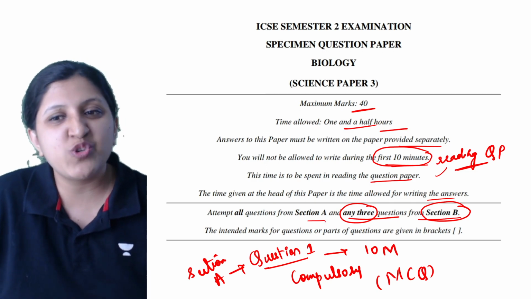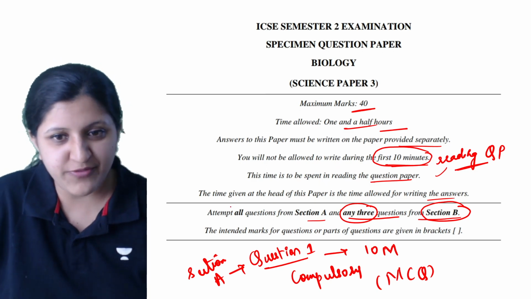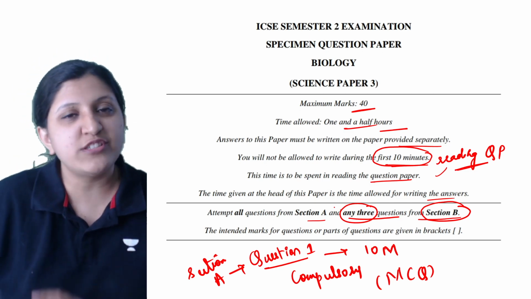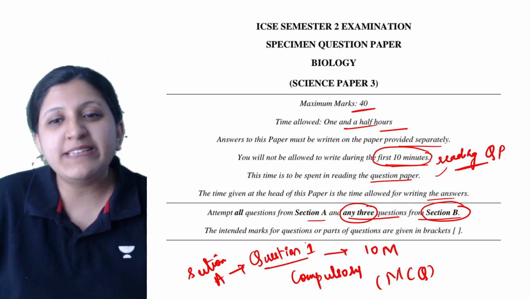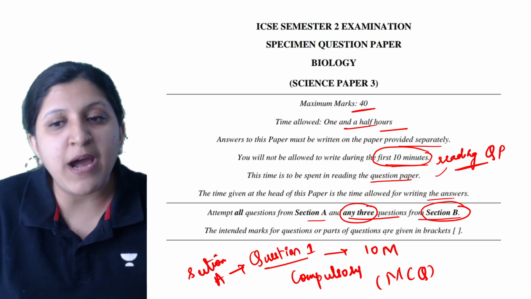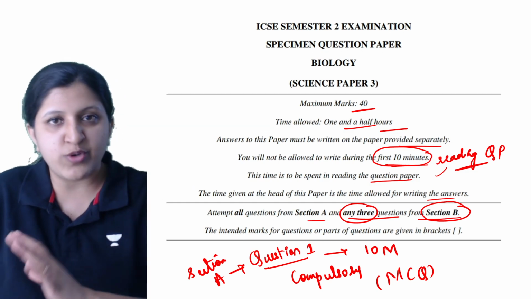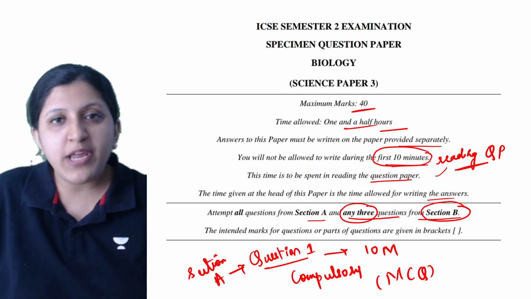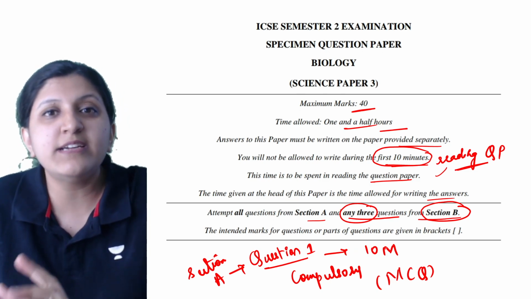So they will be anyway choosing any 3 questions itself. Okay, but go for any 3. So try to write only 3 questions, even if you know everything. The intended marks for questions or parts of questions are given in brackets, so it is mentioned. So now any 3 questions, what is there? These 3 questions again are carrying 10 marks each.